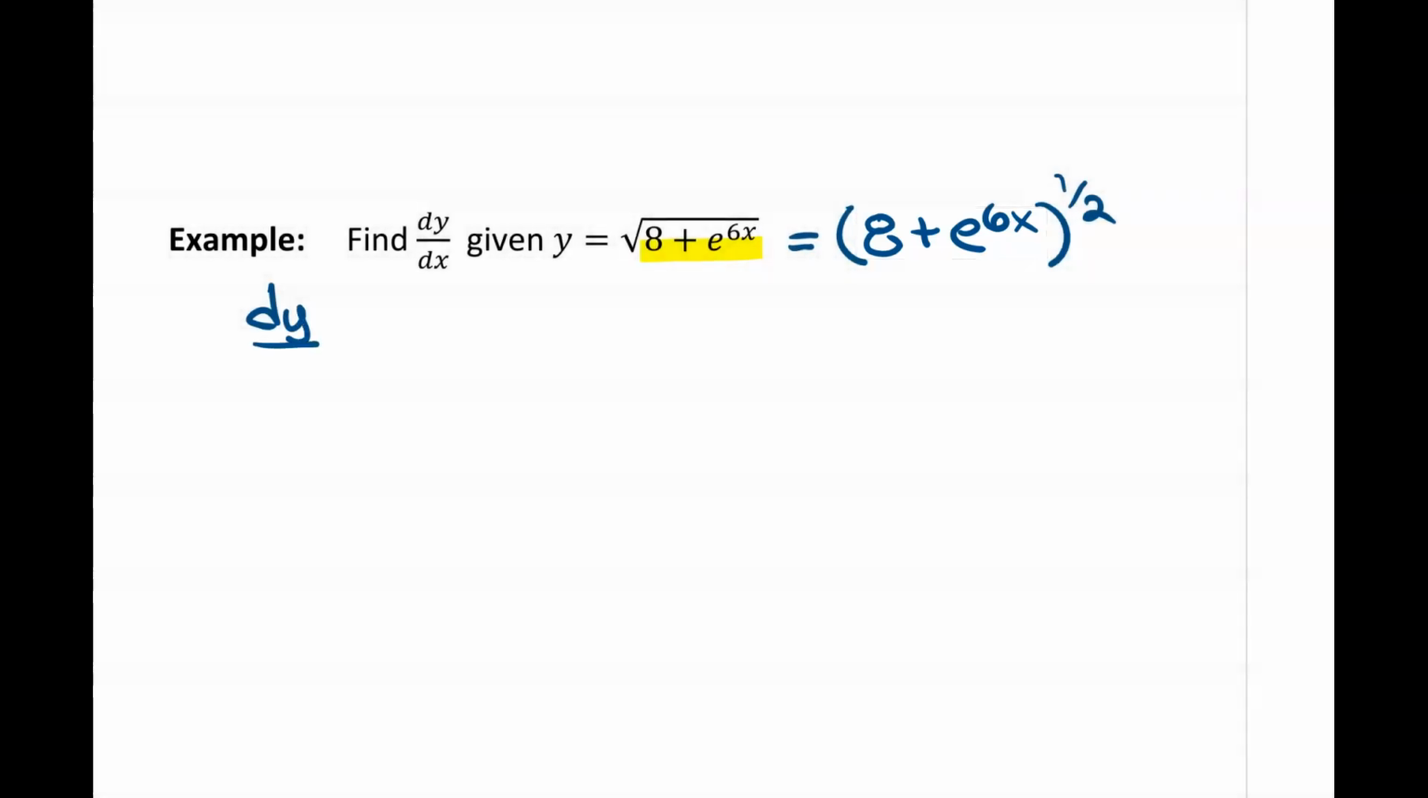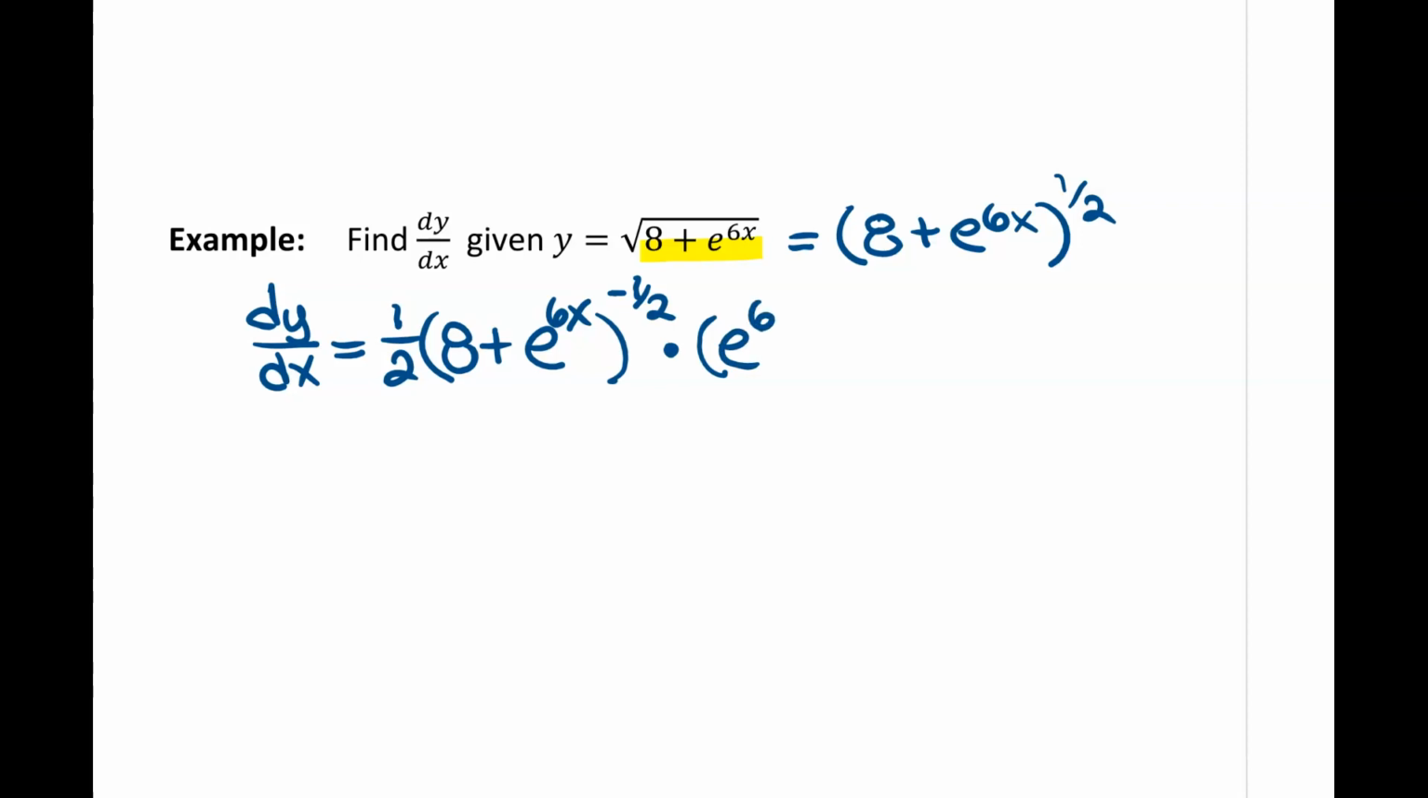Okay, so starting again, chain rule, derivative of the outside, so 1/2 moves to the front, leave the inside the same, so let me write that down, and then we're going to lower our exponent by 1. So that 1/2, if you subtract 1, becomes negative 1/2. So there's my derivative of the outside. Multiply that by the derivative of the yellow part here. So the derivative of 8 is 0. The derivative of e to the 6x is e to the 6x multiplied by the 6. Again, chain rule, doing the derivative of the 6x.